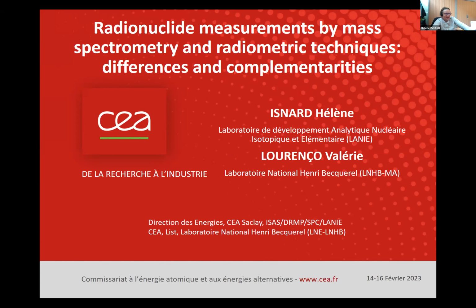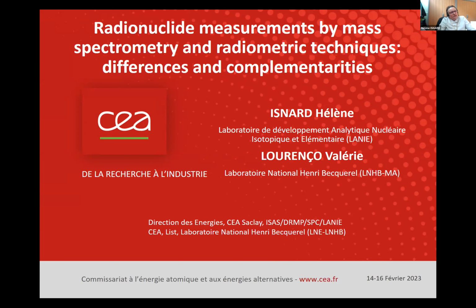So today, the objective of my talk is to present some examples of radionuclide measurements combining mass spectrometry and radiometric techniques, and to discuss differences and complementarities. All of this work was performed in collaboration between two laboratories of the French Nuclear Agency, the CEA. The first one is the Laboratory of Analytical Development for Nuclear Isotopic and Elemental Analysis, which is called LANI. And the second one is the Henri Becquerel National Laboratory, called LNHB.